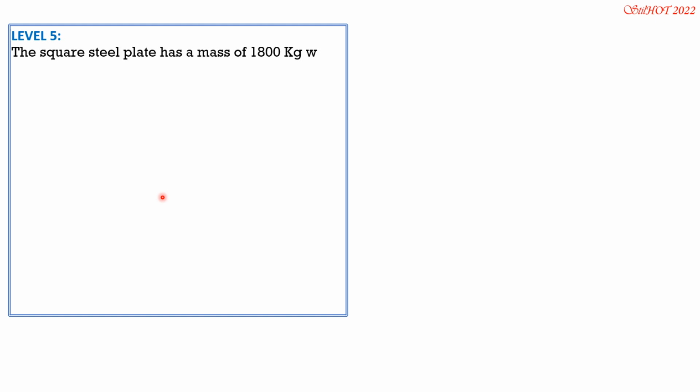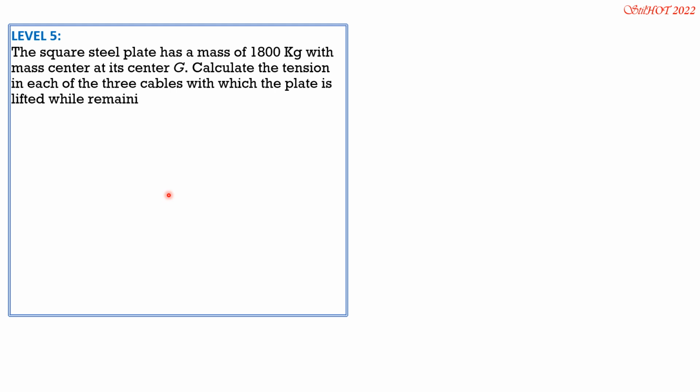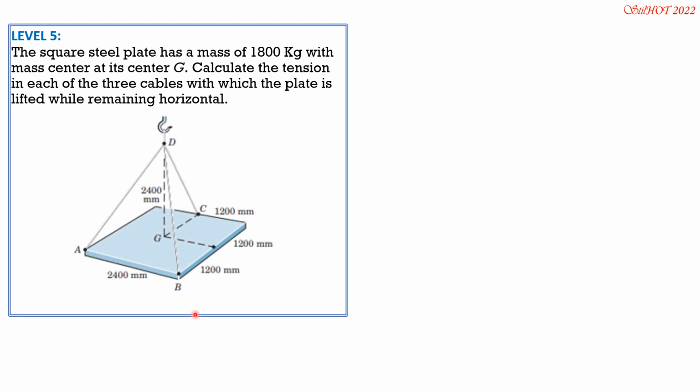The square steel plate has a mass of 1,800 kilograms with mass center at its center G. Calculate the tension in each of the 3 cables with which the plate is lifted while remaining horizontal. So again, we have to select a set of axes here so that we can analyze it well. So for tension AD, in vector form, tension AD is magnitude of tension AD. Then let's just make this in meters. Then quantity negative 1.2I, positive 1.2J, then positive 2.4K. So AD is directed backward 1.2, rightward 1.2, half of 2,400 or 1.2 meters, and upward 2.4 meters.